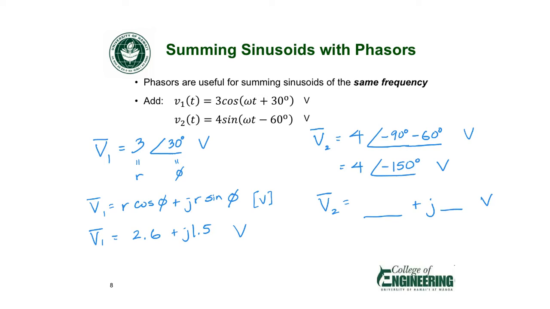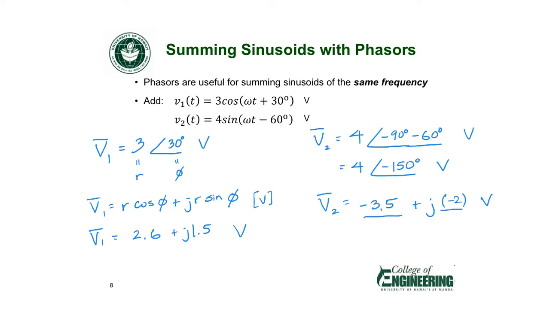Okay, who got a value? Only 2 people? 3 people? 4 people? Okay. Okay, so the real part is negative 3.5, and the imaginary part is negative 2. I'm sure you can do this math, so just make sure you're getting the right values.